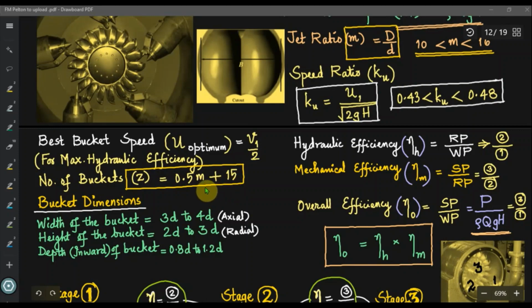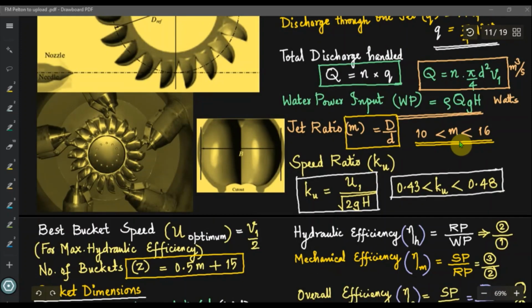For example, if the jet ratio is 10, then 0.5 into 10 plus 15 will be the number of buckets, that is 5 plus 15, 20 buckets if the jet ratio is taken as 10. And we already discussed the jet ratio ranges between 10 and 16.